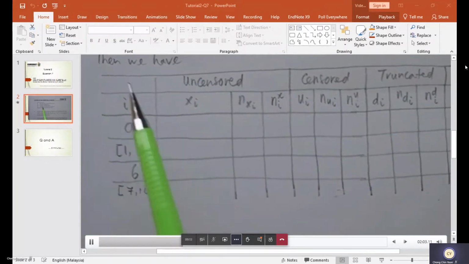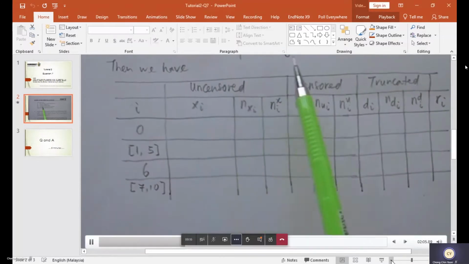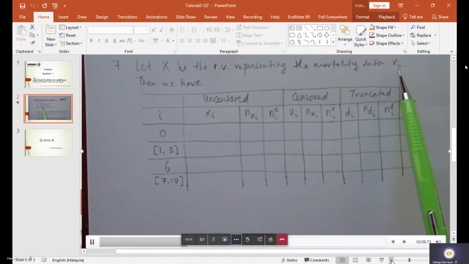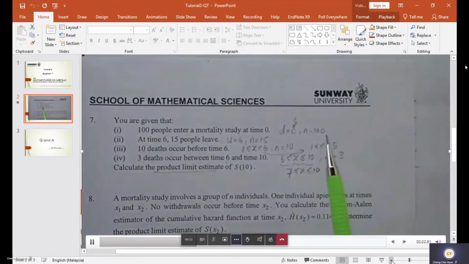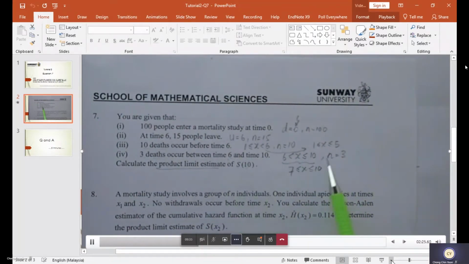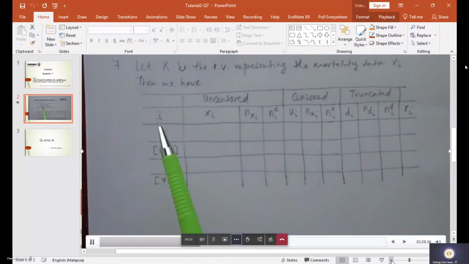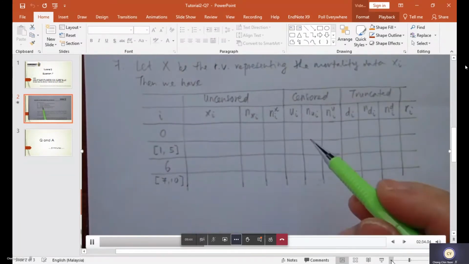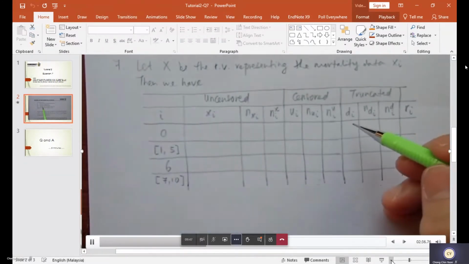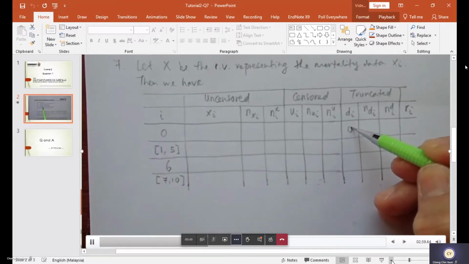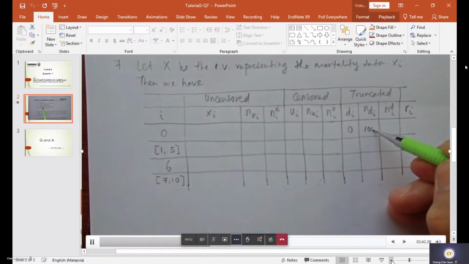Solution for number 7. Let x be the random variable representing the mortality data for xi. Then we have this chart. So we need to place all the uncensored value, censored value, and also the truncation value into this chart. From here, we can get all the data. So we place our i into these 4 groups. When time is 0, the first value we have is the truncation value at 0, that is, we have 100 of 0.